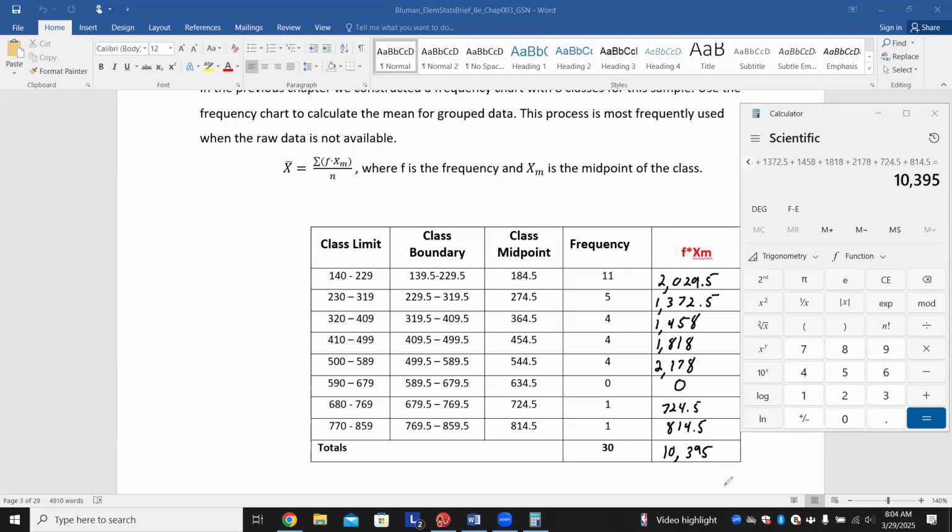So then you want to take this number and where it says find the sample grouped mean for the frequency chart, again with the capital X bar indicating the sample mean, all we're going to do now is take this final number and divide it by 30 for our frequency usage or the amount of coaches we had, and we get 346.5.